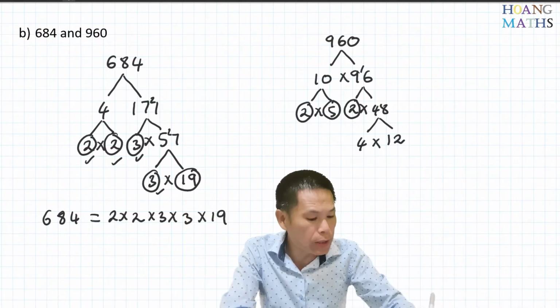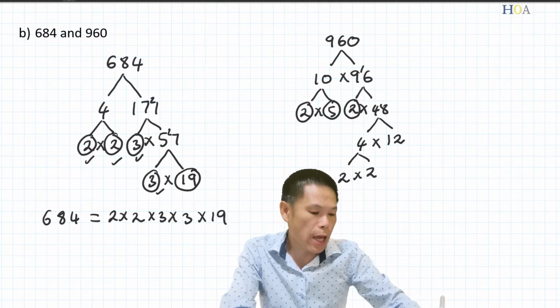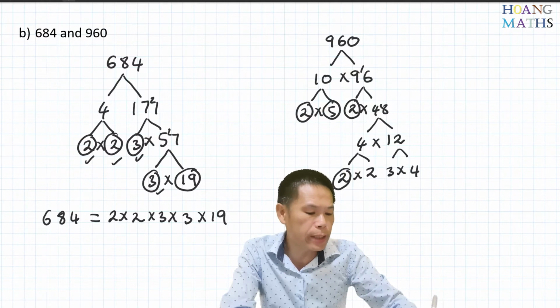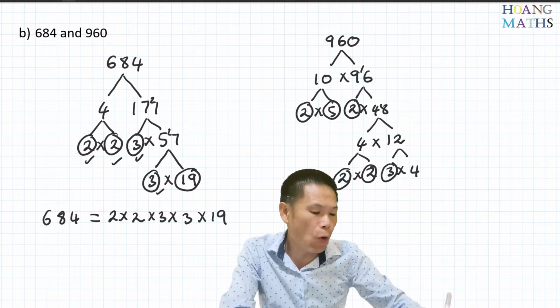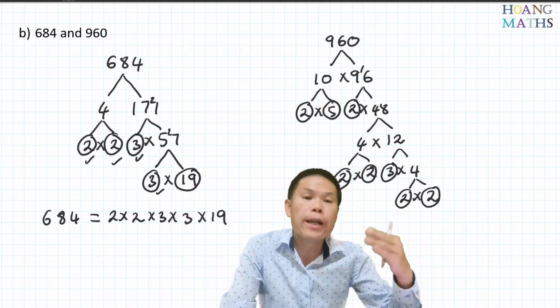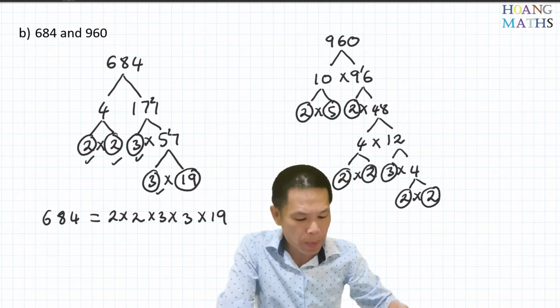So just write this first. And then 4 is 2 times 2. And 12 is 3 times 4. And don't forget, 2 is a prime, and these are prime numbers. And then 4 is equal to 2 times 2. And these are prime. Now we just write 960 as a product of primes.